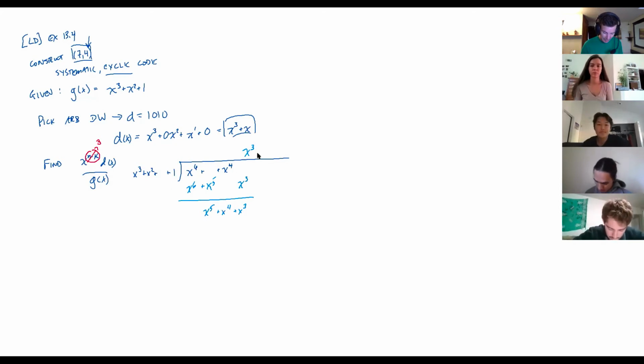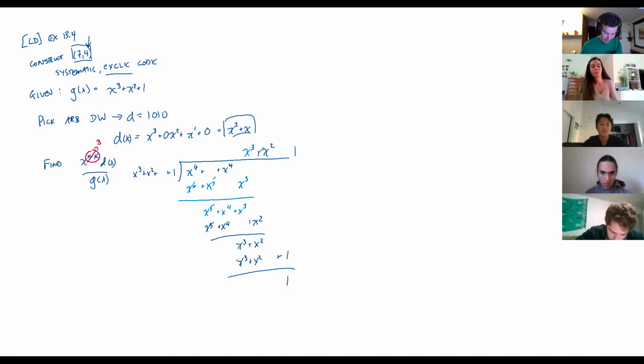Okay, so now I need x to the 2 to get me x to the 5, and then x to the 4, and then x to the 2. Do your XOR, and you get x to the 3 plus x to the 2. Now we're in equal powers, so I've got to go once more. So now I need 1 times x to the 3, x to the 2, and 1. XOR that, I get 1. So if I put the signs back in, this is my q of x, this is my r of x, and I'm ready to present to you our first code word.